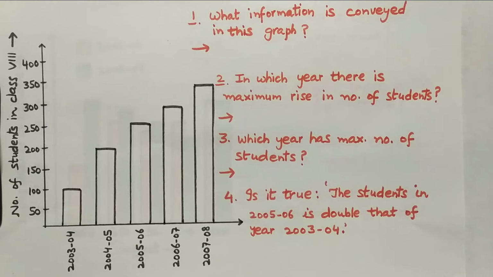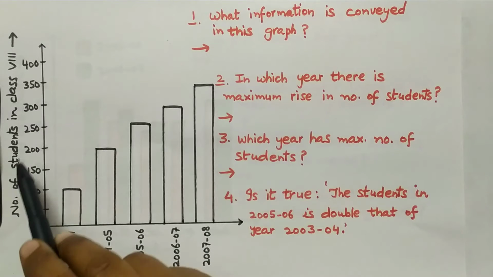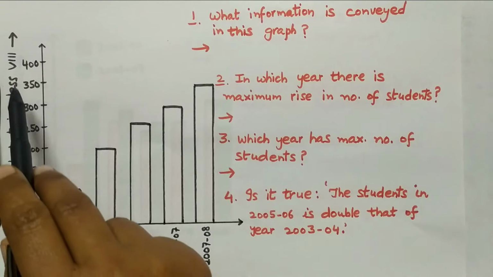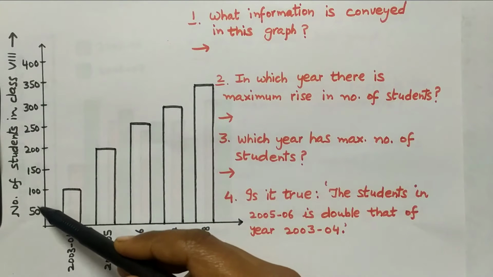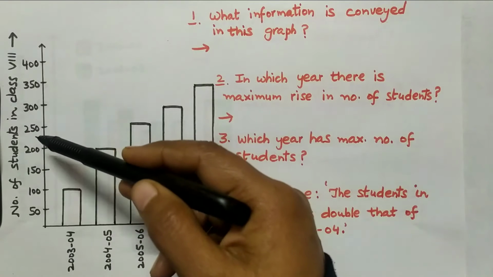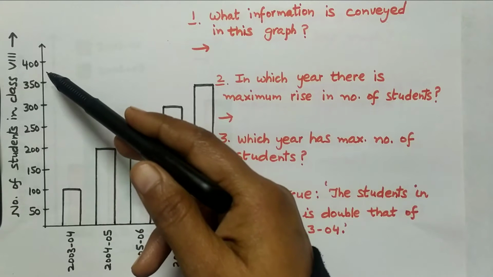Let us begin. In the present question, a graph is given where along the x-axis some years are given: 2003-4, 2004-5, 2005-6, 2006-7 and 2007-8. These are all the sessions given. And along the y-axis is the number of students in class 8th: 50, 100, 150, 200, 250, 300, 350 and 400.